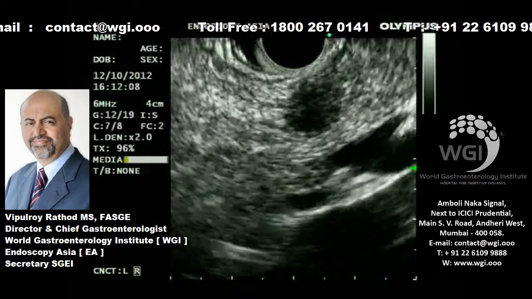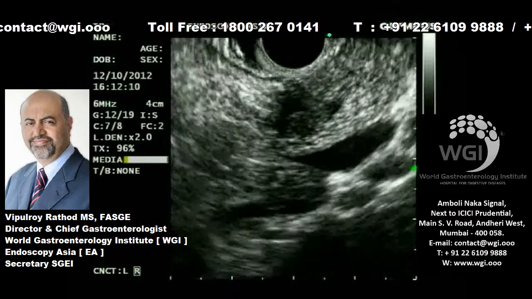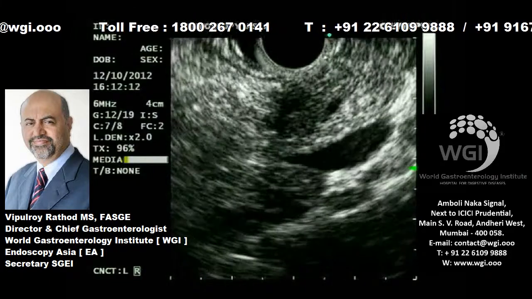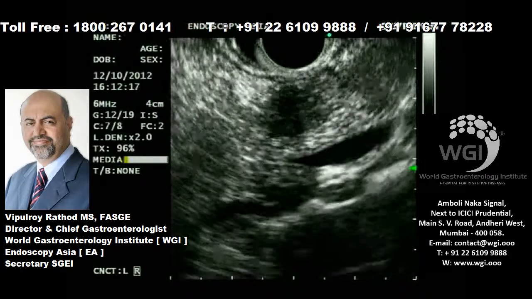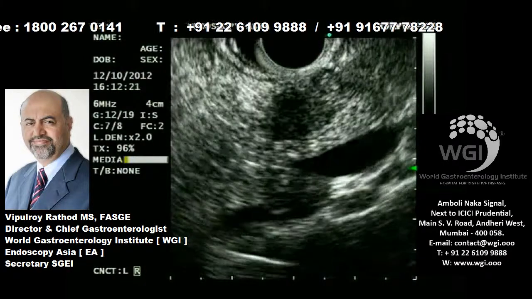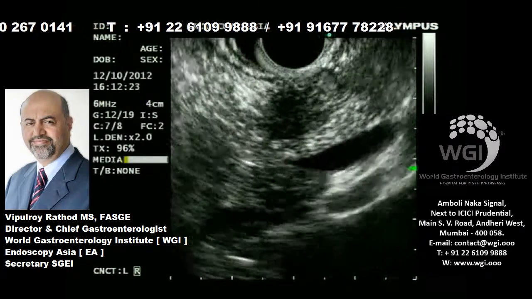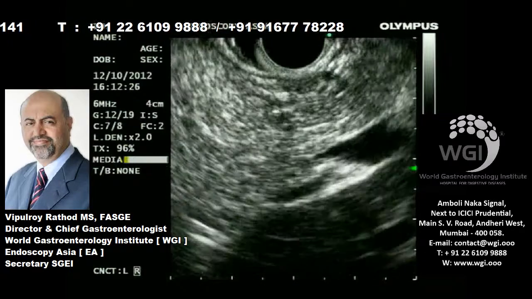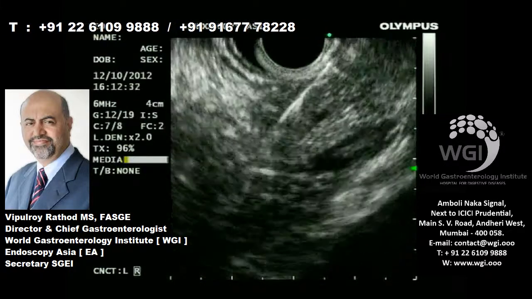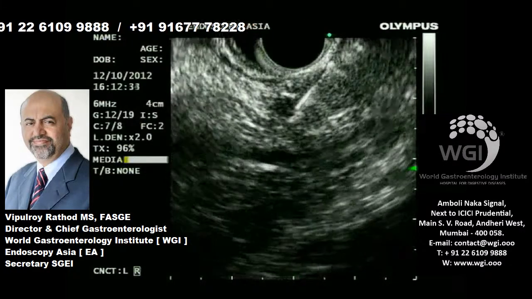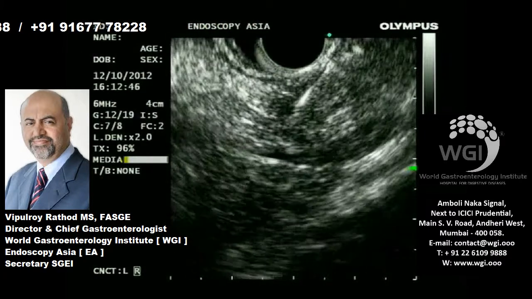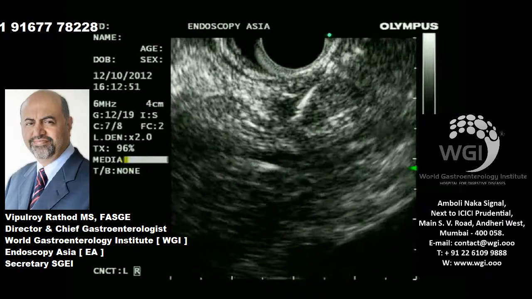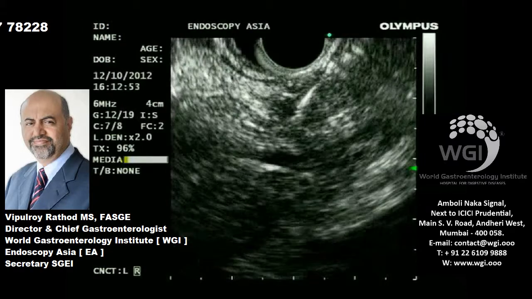So now linear echoendoscopy, you can see very well irregular hypoechoic lesion in the body of pancreas. As I mentioned several times, that the target lesion has to be placed between 5 o'clock and 7 o'clock position on the screen, just below the transducer. And with a simple jab, we went into the lesion.